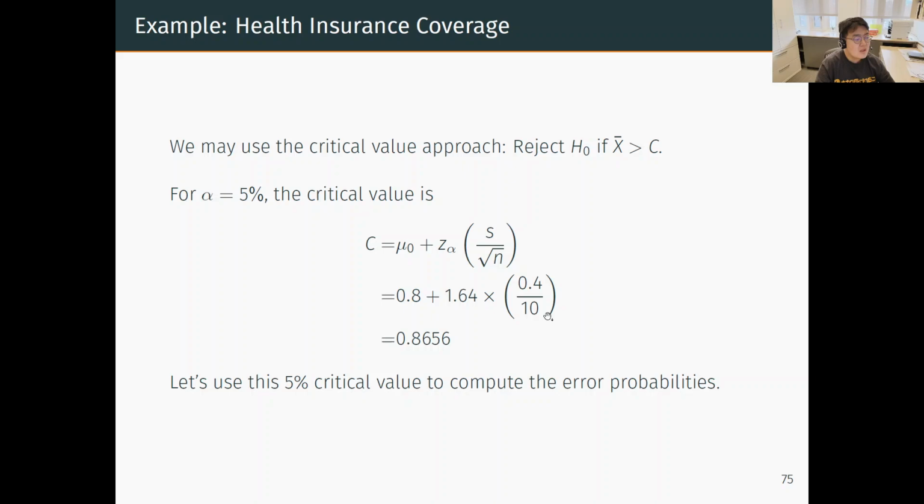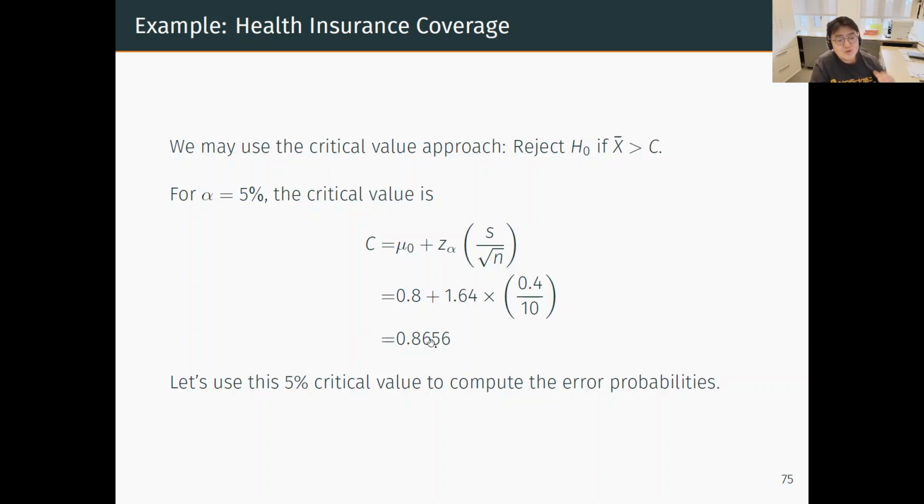And if you take the critical value approach, the result should be the same. Let me do it by myself. The critical value will be calculated this way. Mu is 80%, your hypothesis, and Z alpha is 1.64, and you are going to use a plus here because it's an upper tail test. The critical value must be greater than your null hypothesis. Standard error, as usual, and you get this.